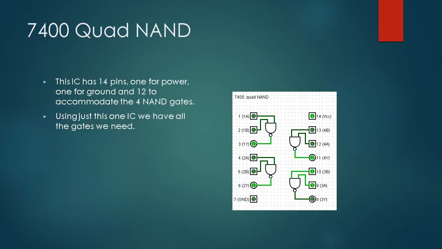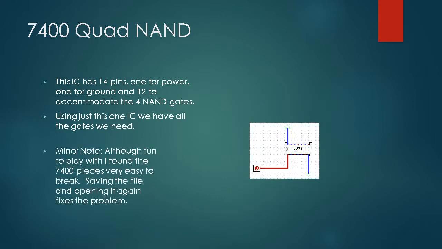This is the inside of the 7400 quad NAND. This IC has 14 pins, 1 for power, 1 for ground, and 12 to accommodate the 4 NAND gates. Using just this one IC, we have all the gates we need. On a minor note, although fun to play with, I found the 7400 pieces very easy to break. Saving the file and opening it again fixes the problem.